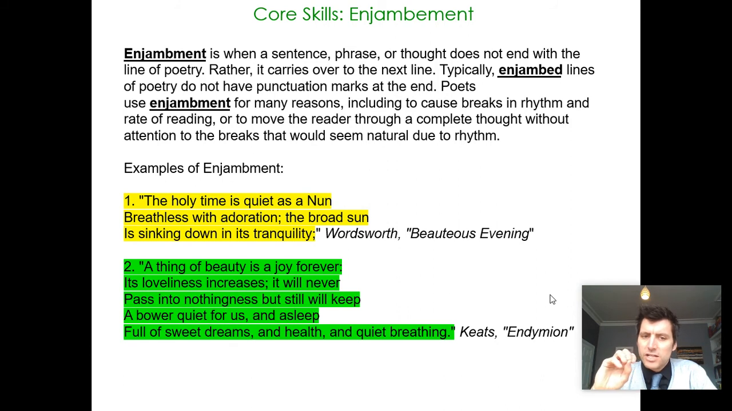Okay, so "a thing of beauty is a joy forever. Its loveliness increases. It will never pass into nothingness, but still will keep a bower quiet for us and a sleep." So the strength, the focus on that word happens at the end of the line, but there is no punctuation indicating it. So as a reader, you make the points. But enjambment then is this idea that you don't always put punctuation at the end of a line.